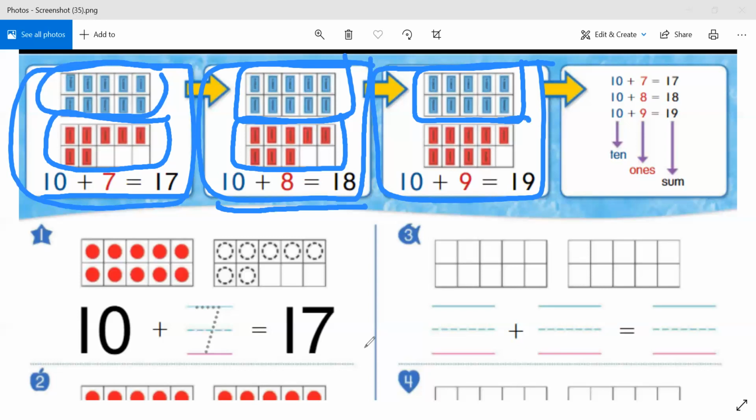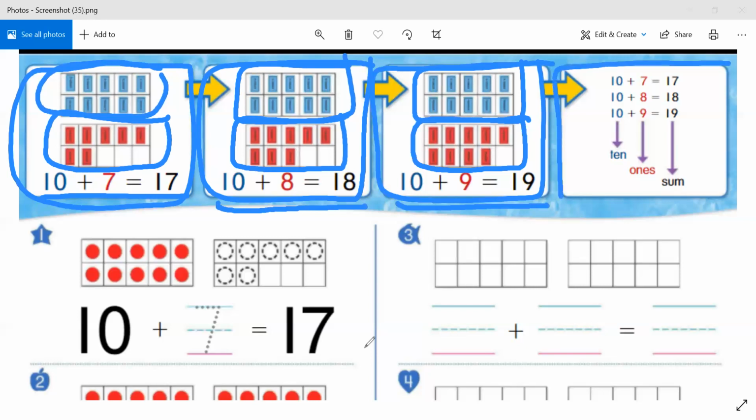All right, let's look down here. How many are in here? 9. So how did you know? Because we saw 9 tickets in the second 10 frame. So 10 plus 9 equals 19.